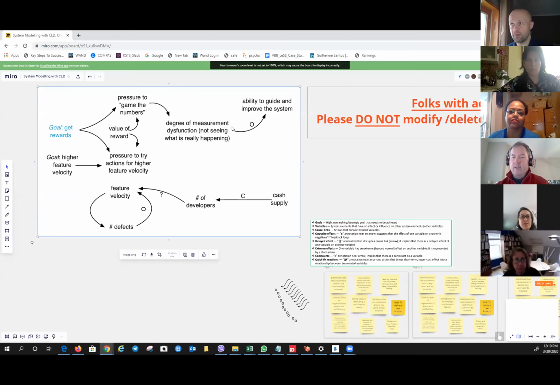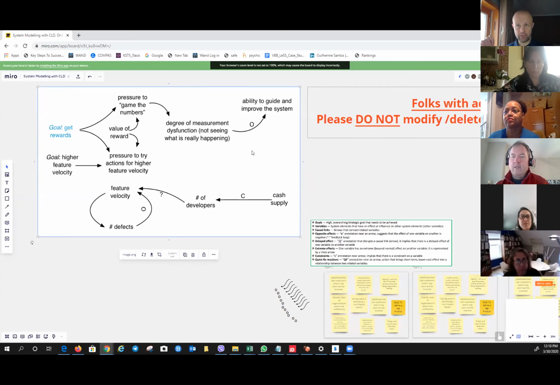Here's an example of the opposite relationship, and O stands for opposite. It's the nomenclature that we use. Degree of measurement dysfunction will have the opposite effect on an ability to guide and improve the whole system. Hopefully everyone is clear on this one.